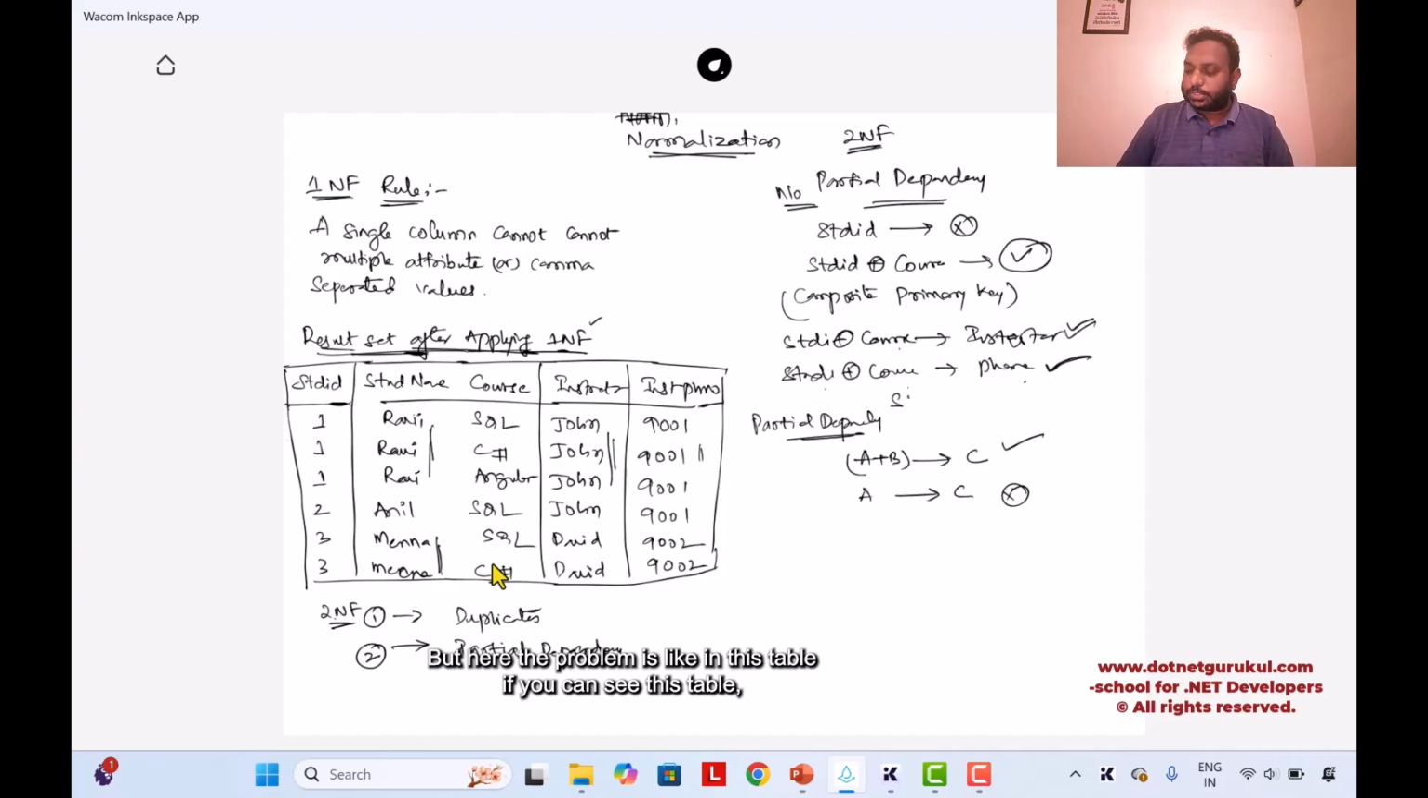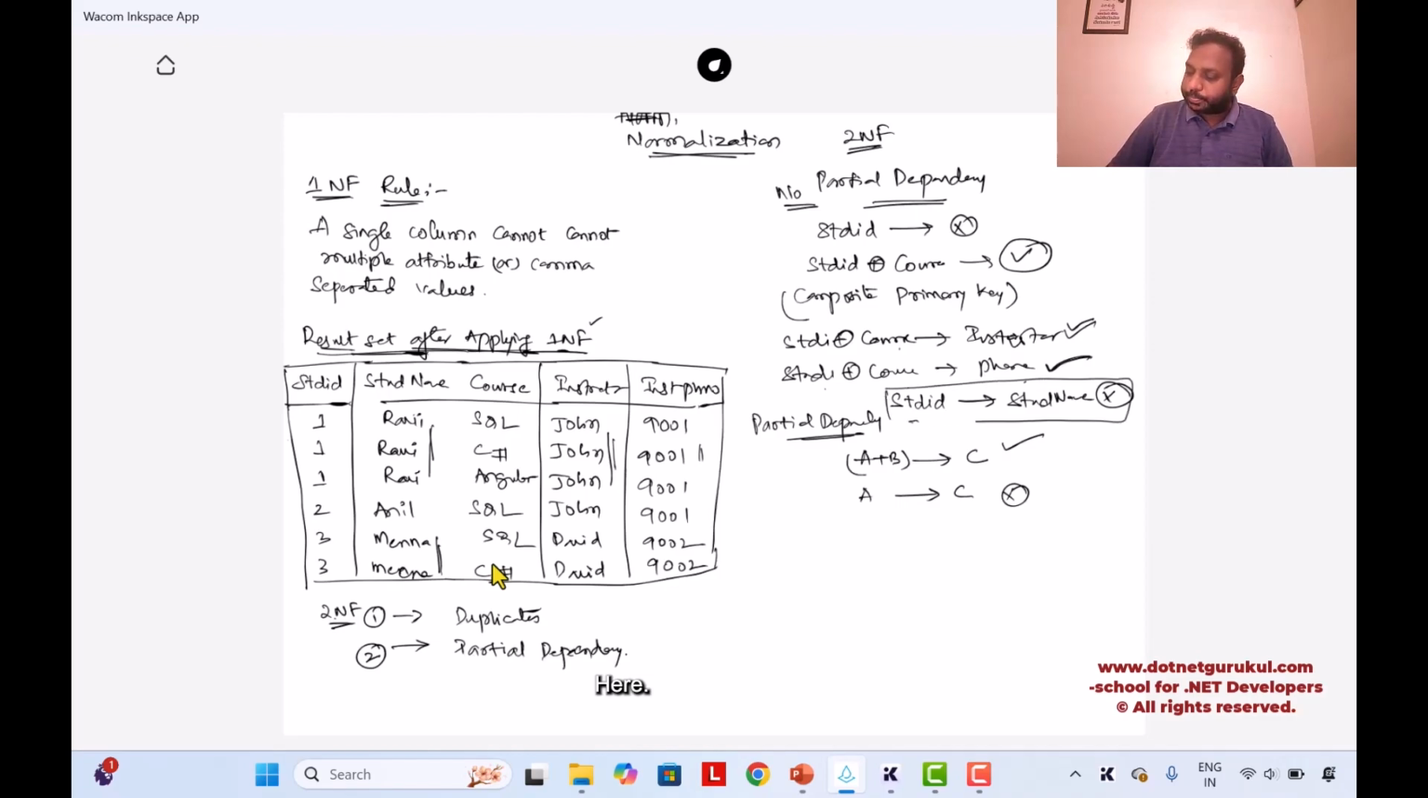But here the problem is, in this particular table, the student ID can also determine the student name, which is wrong. This is partial dependency. It is one single value which is part of your primary key, and it is determining your student name. So this is nothing but your partial dependency.